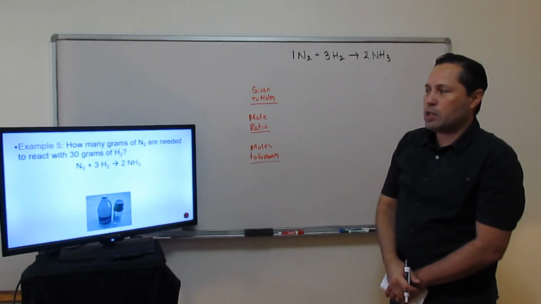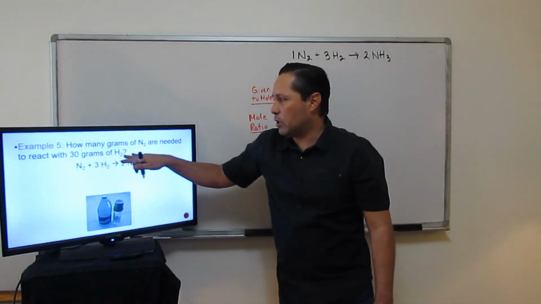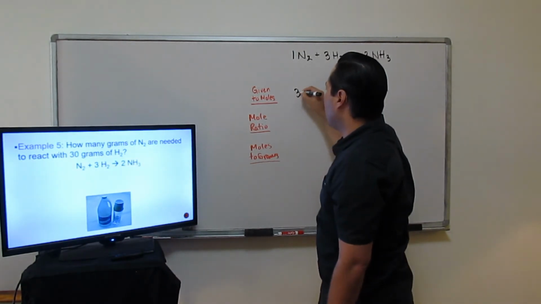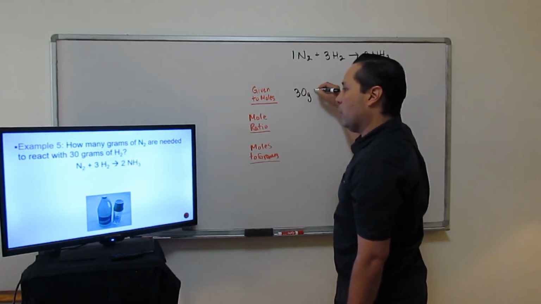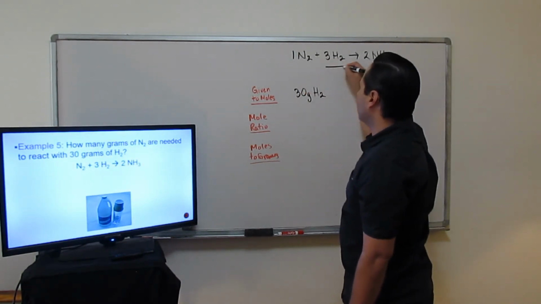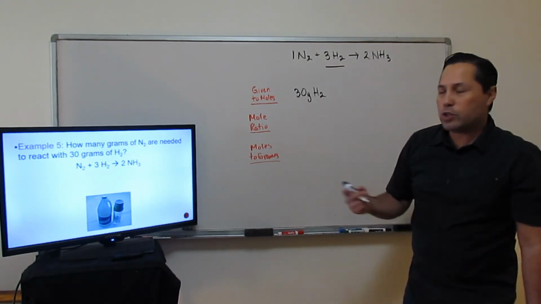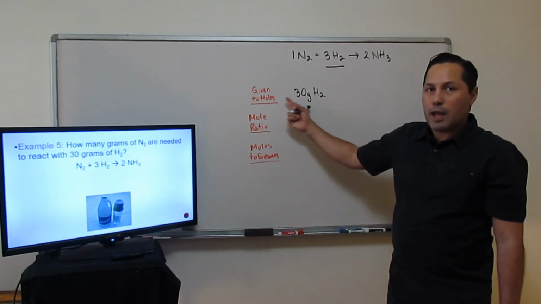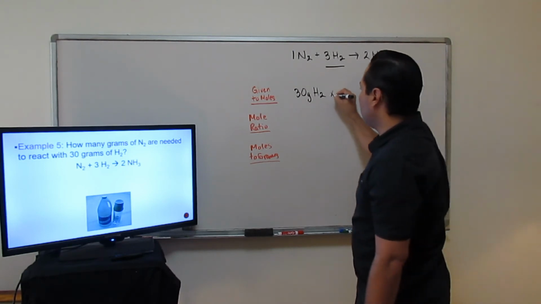Our given is 30 grams of hydrogen. There it is, 30 grams of hydrogen. So I'm going to write that down: I have 30 grams of hydrogen gas. That's our given right there. Now, first step, convert it to moles. So I'm going to go ahead and do that.